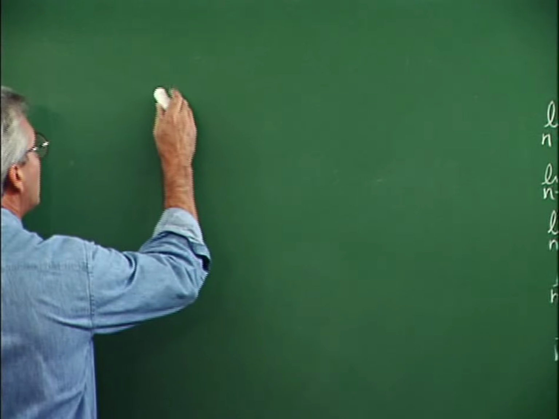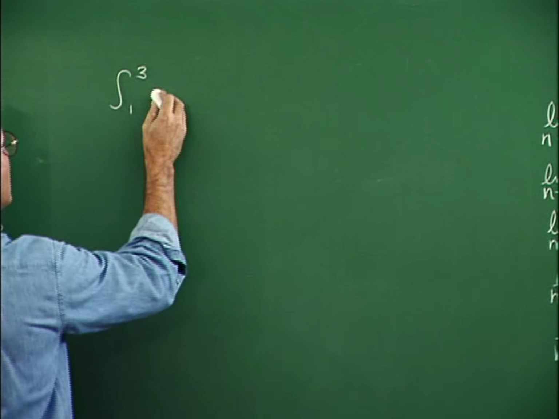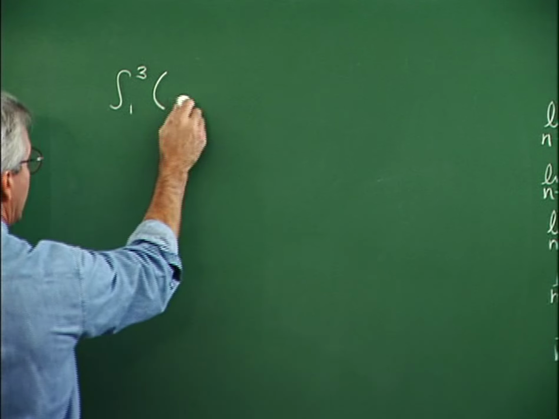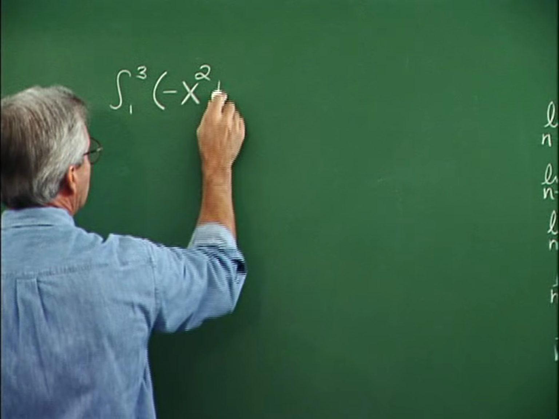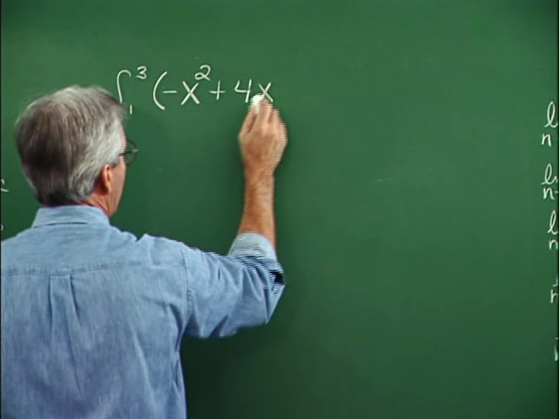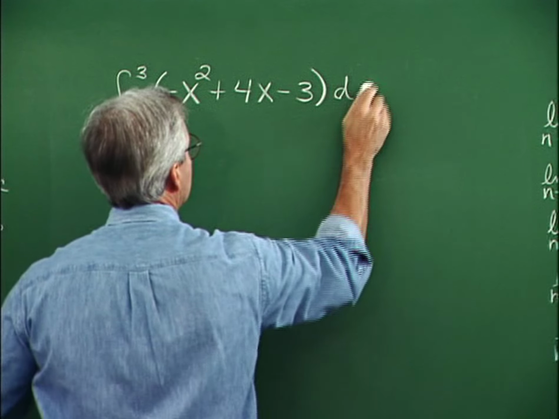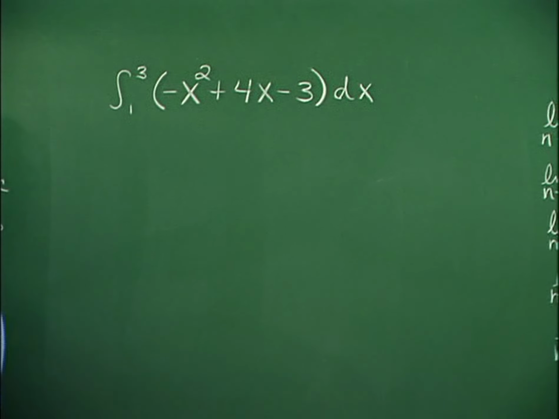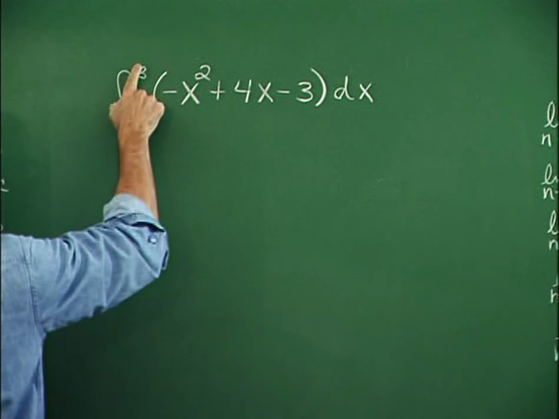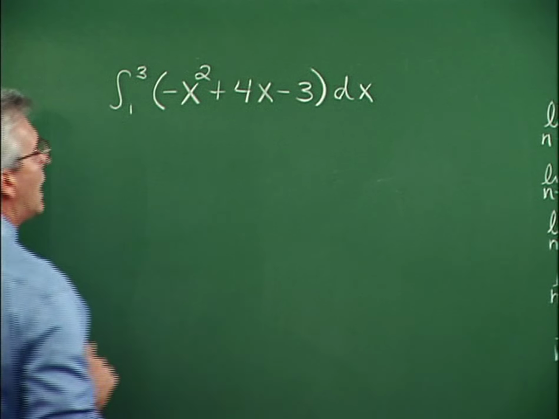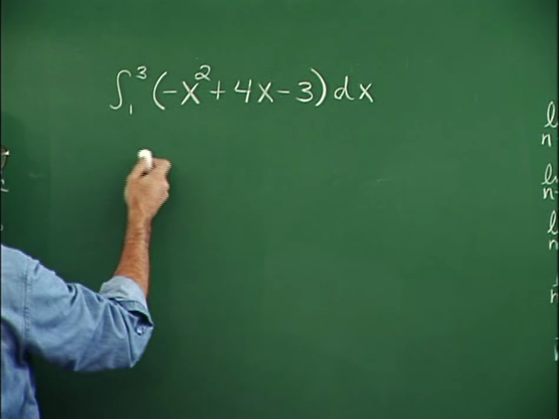Now, think about the integral from 1 to 3 of, let's say, negative x squared plus 4x minus 3 dx. Now, think about the work that we've done over there. You see, we can distribute this definite integral idea through our function here, through the terms of the function. So I could think of it like this.